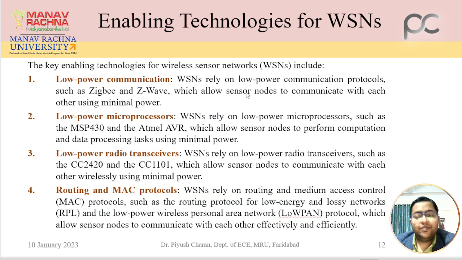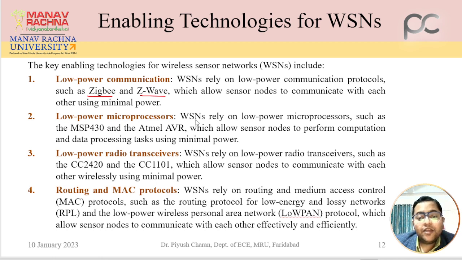So let us see some enabling technologies for wireless sensor networks. The technologies that have enabled the existence of wireless sensor networks include low power communication, which is possible through Zigbee and Z-Wave. Low power means they consume very little power, and that is why their survival rate in the network is high. The longevity in the network is high.